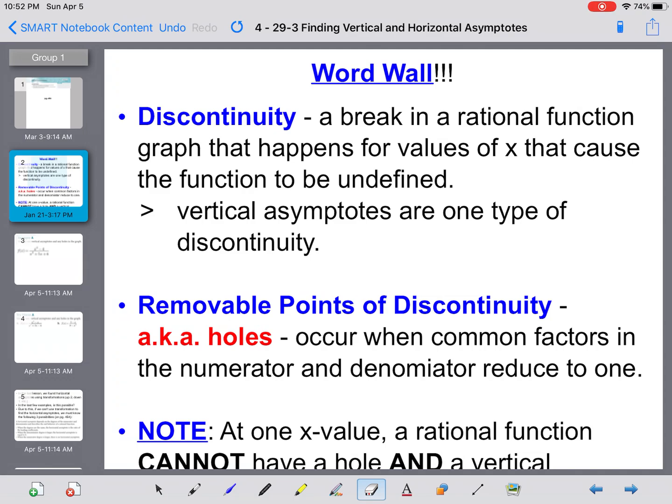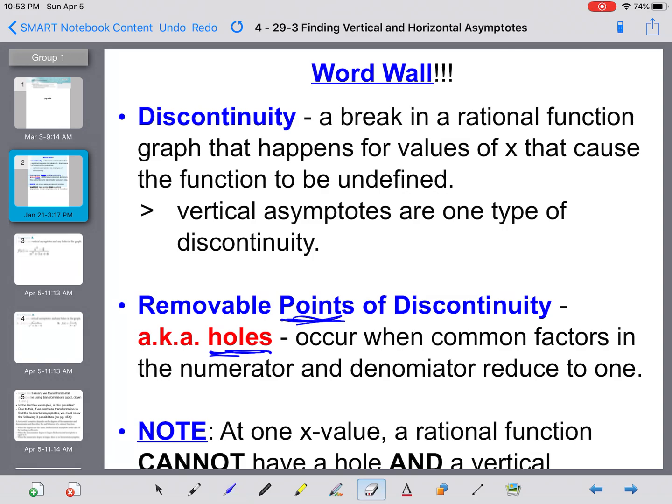Discontinuity is a break in a rational function graph that happens for values of x that cause the function to be undefined. So we saw that last week when we were finding the vertical asymptotes, right? Those are an example of discontinuity. The reason we're giving that a more specific definition is because today we're going to look at another type of discontinuity called removable points of discontinuity. So the hint there are points, and another name for these are holes.